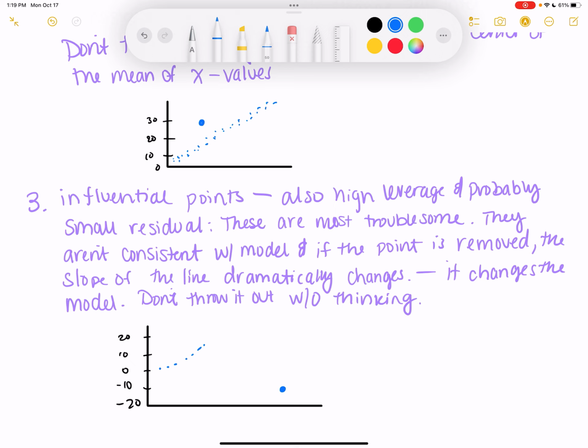Alright, so we're going to stop there for today. We still have some stuff with lurking variables and some examples of outlier, influential, high leverage, outlier, influential, low leverage, things like that, that we're going to go through and do some graphs of what those look like. But I think we've done enough for today.